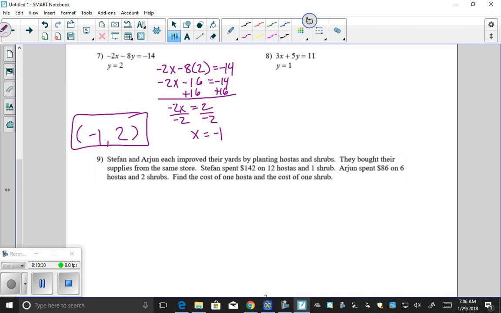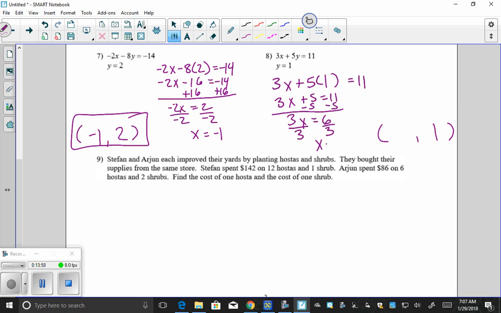Number 8. Here again, I still have a variable that is set equal to one number. So I already know what half my answer is. Y is equal to 1. So just plug 1 in. 3x plus 5 times 1 equals 11. 3x plus 5 equals 11. Subtract 5 from both sides, and you get 3x equals 6. Divide both sides by 3. X equals 2. So your answer is 2 comma 1.